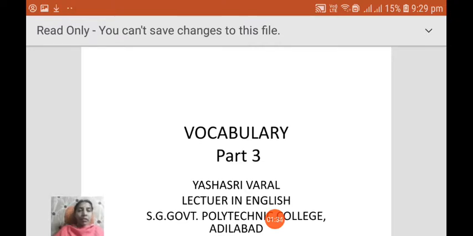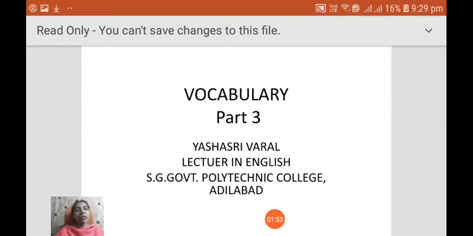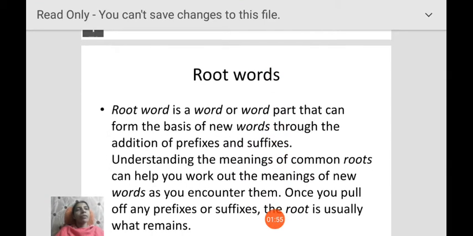And also another way, that is the third way of improving our vocabulary, using prefixes and suffixes. Okay. So those we learn in this class. Now let's go to the root words.